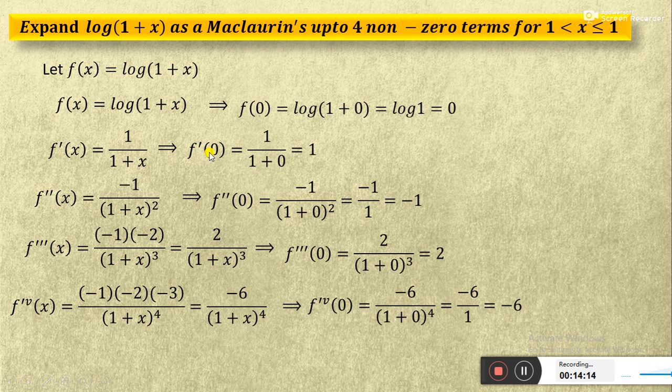From this I calculate f dash of 0. So I substitute x equal to 0 on both sides. So f dash of 0 equal to 1 by 1 plus 0. 1 by 1 plus 0 is 1. So f dash of 0 equal to 1.